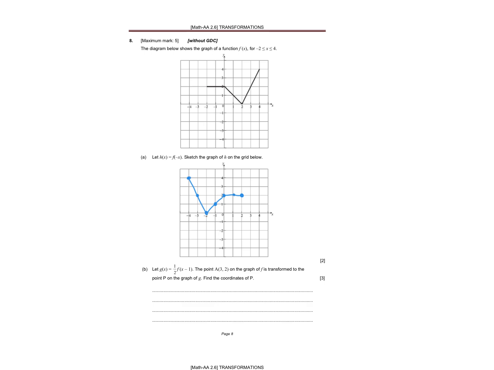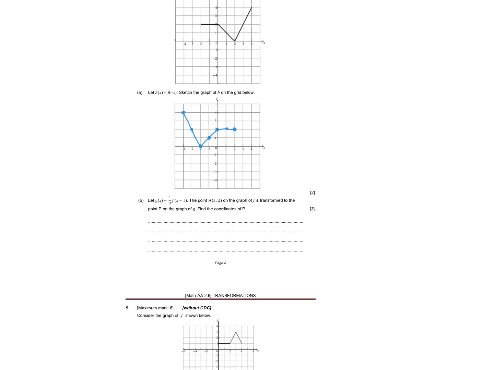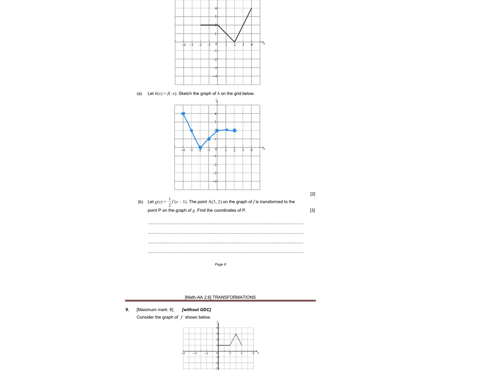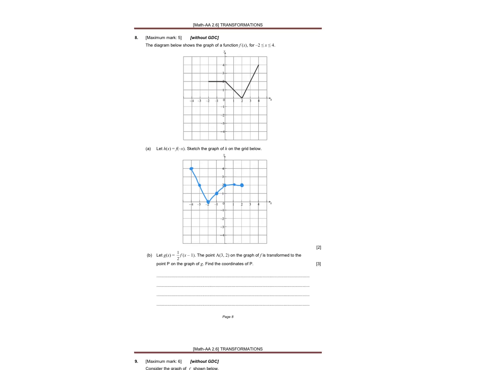And then g at x is this. The point 3, 2 on the graph of f is transferred to the point P on the graph of g. Okay, so that's f, 3, 2. It shows it there. All right, so this is moving right 1, so that's going to be 4, 2. And then we do 1/2 the y's. So it should be this as your final point.